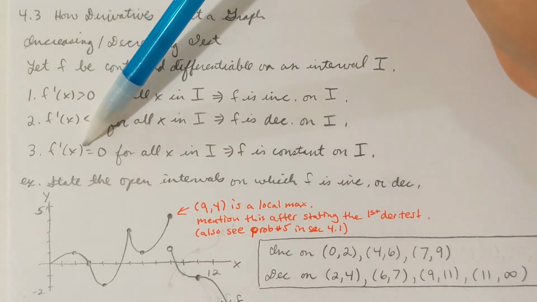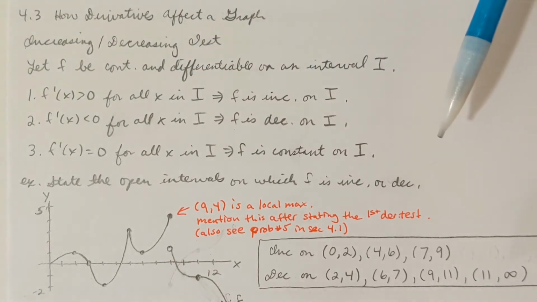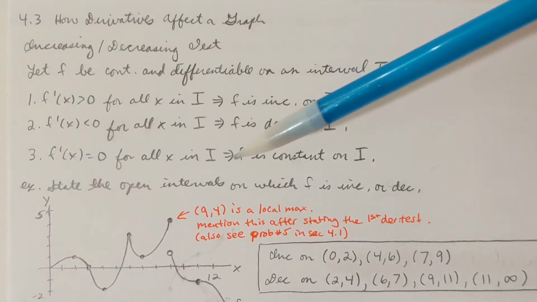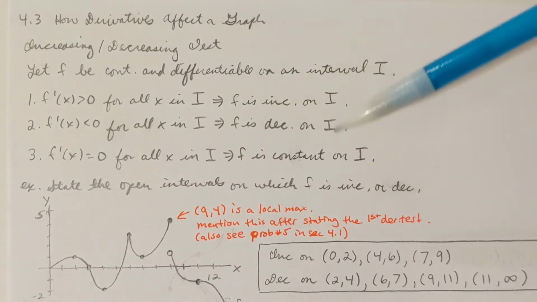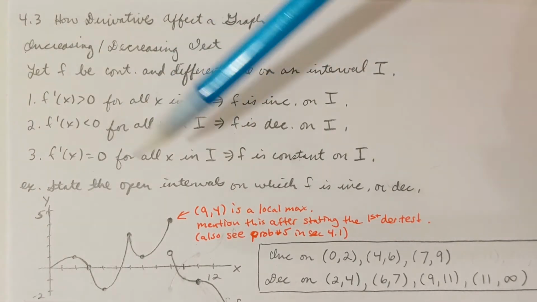And if f prime of x is equal to 0 for all x in that interval, f is constant on that part of the graph. Now, in algebra you can talk about increasing and decreasing functions, and you can very easily explain this by saying that if you scan a graph from left to right, the function is increasing if it's rising and decreasing if it's falling. You have to scan from left to right.